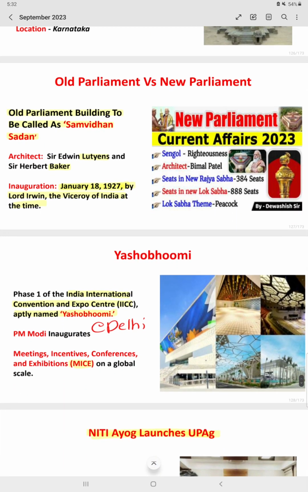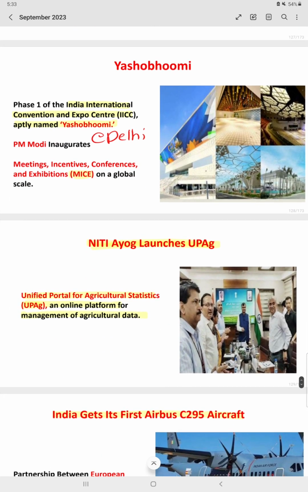Then the old Parliament has now been renamed as Samvidhan Sadan. And who was it constructed by? It was constructed by Lutyens and Baker in the year 1927. And who was the viceroy then? Irwin. He was viceroy then. Then Yashobhoomi. This is basically the expo center in Delhi where they held the G20 and all.